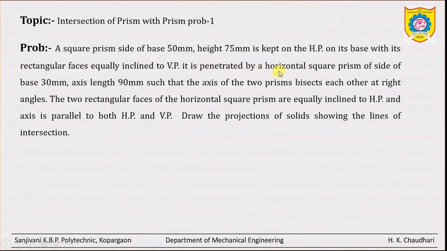It is penetrated by a horizontal square prism of side of base 30 mm, axis length 90 mm, such that the axes of the two prisms bisect each other at right angles. The two rectangular faces of the horizontal square prism are equally inclined to HP and axis is parallel to both HP and VP. Draw the projections of solids showing the lines of intersection.